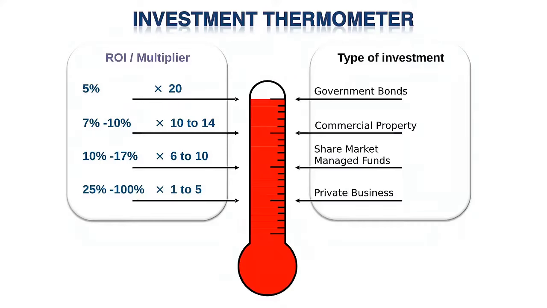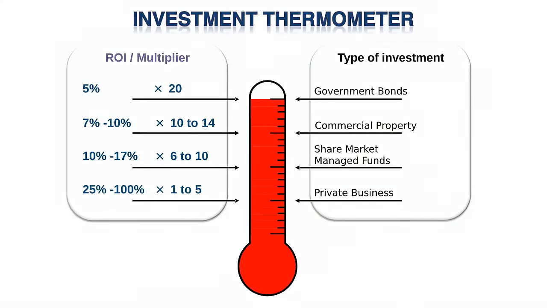Next is commercial property. If you take any commercial property, you're looking at rental return plus some capital gain, somewhere between 7 to 10, depending on what type of property and where the property is. After that, you go to the share market. Share market returns, 10 to 17% accepted. So you're looking at a 6 to 10 times multiplier.